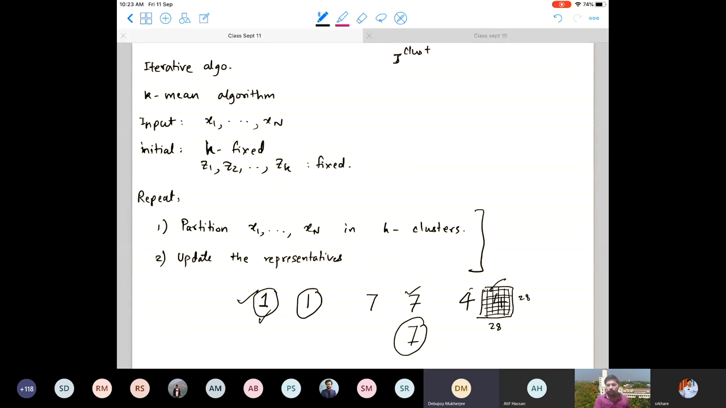Sir, I have just one question. Here we are using the Euclidean norm to find the value of ZJ, right? We are finding the differentiation, and that's how we get ZJ as the mean, right? But what if we take some other similarity function? How do we optimize that?